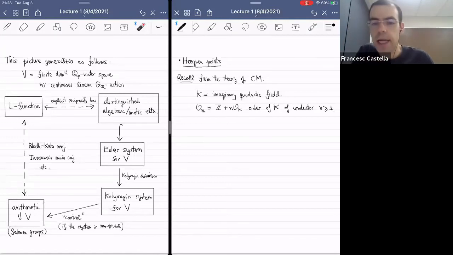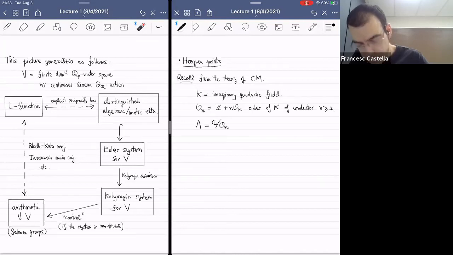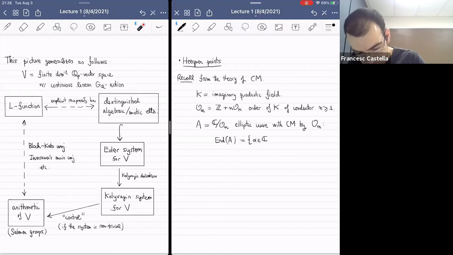Okay, and then we can view this as a lattice in the complex numbers, and therefore we can form this elliptic curve over C, C modulo this lattice. So this is going to be an elliptic curve with CM by this order. And remember what that means. The endomorphism algebra of A, which is just all the alphas that send the lattice to itself, with multiplication, is isomorphic to O_n.